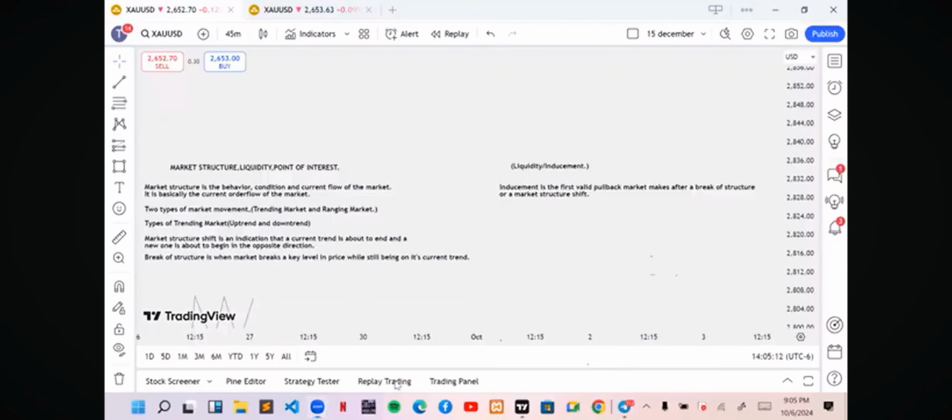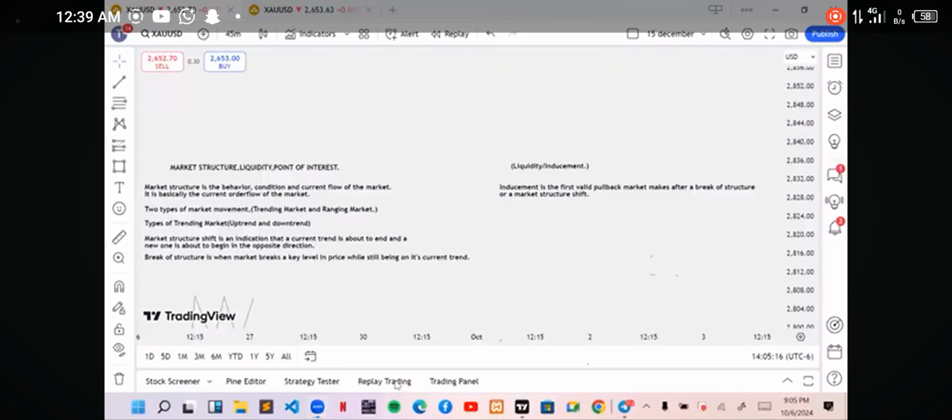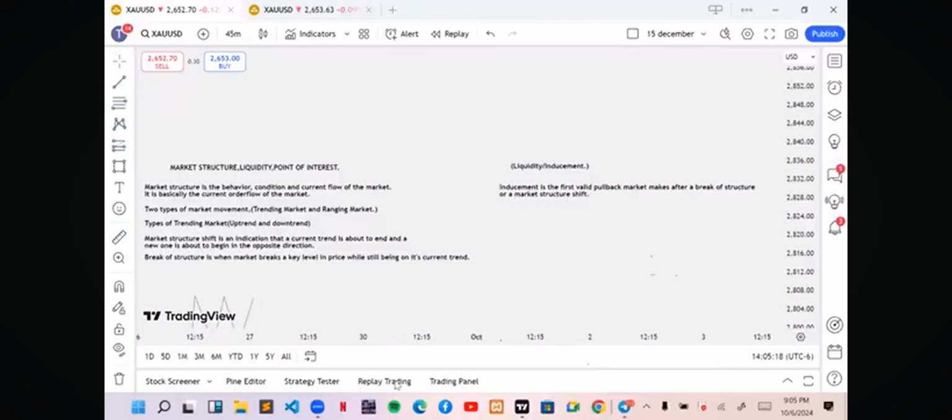What's top down analysis? This is not what I'm teaching in this class. I'm teaching market structure, inducement, and point of interest. I'm teaching my trading strategy. If you have your top-down analysis, do your top-down analysis. I don't think I mentioned anything regarding top-down analysis in this strategy. If I did, and you ask me questions relating to it, I will answer. But I told you, I'm teaching my trading strategy, and you should ask me questions relating to what I'm teaching.